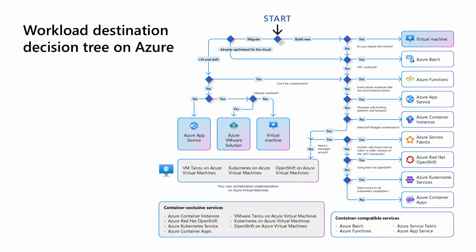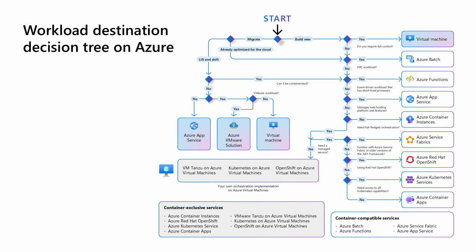The workload destination decision tree helps you determine the best Azure destination for your workloads. Start by asking, are you migrating an existing workload, or are you creating something new? Then consider factors like, do you need full control? If yes, you might be going down the virtual machine route. Is it a high-performance computing workload? Azure Batch might work for you.